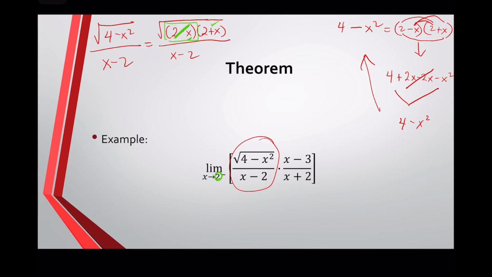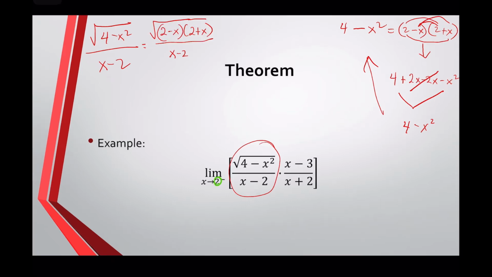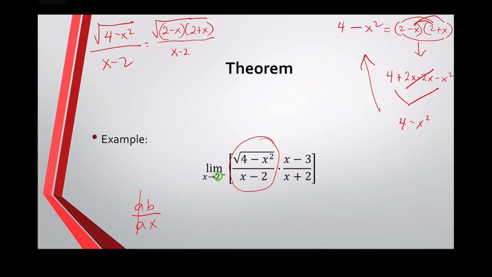So let's do that. Let's manipulate this more to a point that we can get rid of the 2 minus x here. One way to cancel out that 2 minus x at the numerator is to have another 2 minus x at the denominator, right? If we have something like ab over ax, we can definitely cancel out the a's if we have an a at both the numerator and the denominator. So this is what we want to do in this expression.